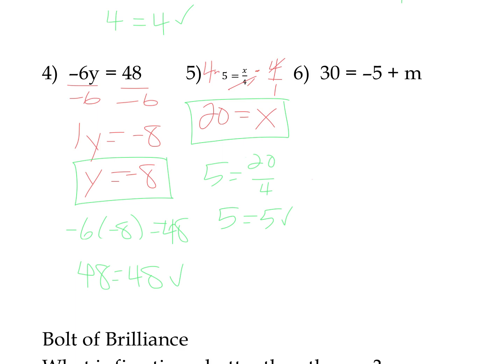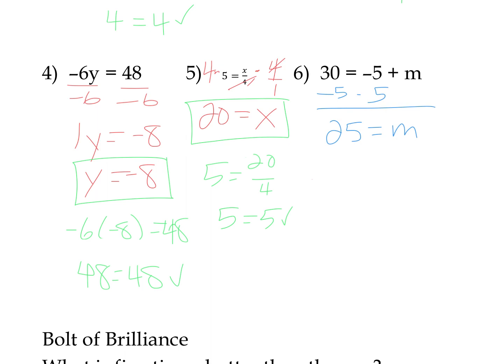In number 6, we have 30 equals negative 5 plus m. Right. I'm going to show you here a mistake. Let's say I said, oh, this is a plus sign. So I have a positive here. Oh, I want to cancel out addition by subtracting. So I'm going to subtract 5 on both sides. So I subtract 5, I get 25, excuse me, equals m. 25 equals m. Now if I check that, okay, I can check that.